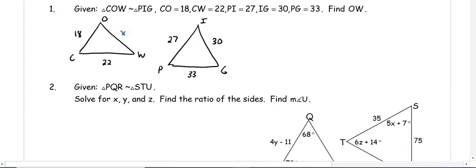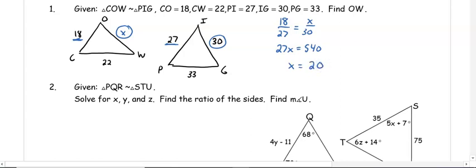So what we can do here is we can take two of the corresponding sides that both have numbers. So we can do 18 over 27. We could have also done 22 over 33. And then we have x over 30. Notice when you set up your proportion that sides from the same triangles are in the same part of their fraction. So when we cross multiply here, we get 27x is equal to 540. When we divide by 27, we get x is 20, so OW is equal to 20.